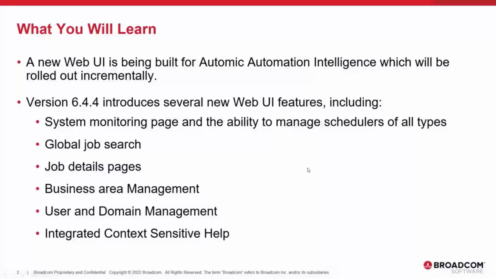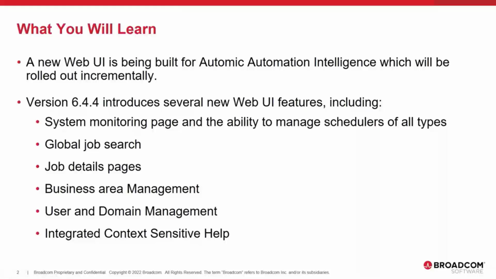So the first thing for you to be aware of is that we are currently in the process of building a new fully functional Web UI for Atomic Automation Intelligence, which will eventually replace the thick client that you're probably using today. This new Web UI will be rolled out incrementally, and the first significant version of it was just released. This is version 6.4.4, and there's several new Web UI features that are now available to you, which I'll be demonstrating to you today.